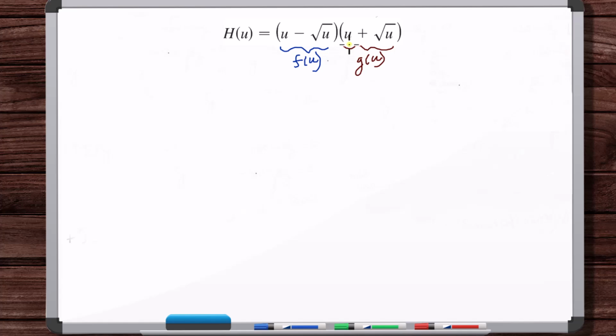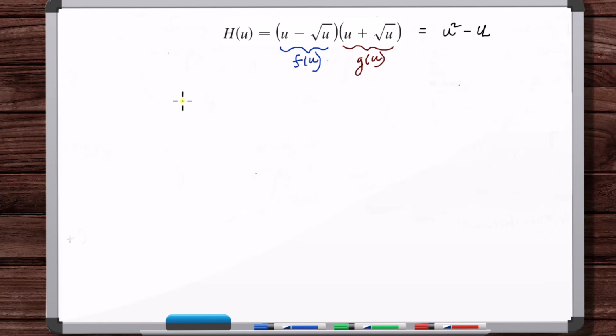Now, to be honest with you, since these are conjugates, if we did this multiplication and expanded this, we'd get something really simple, and we could just use the power rule to find the derivative, right? Because if we distribute this, we have u squared plus u root u minus u root u minus u. Well, that's easy. We can just take this derivative. But we want to practice the product rule in this video.